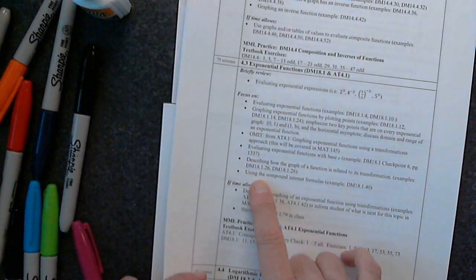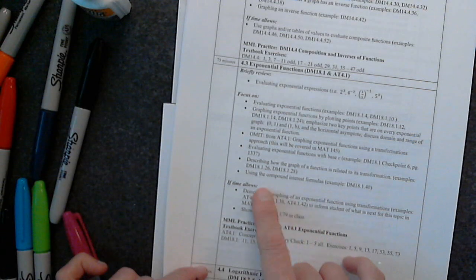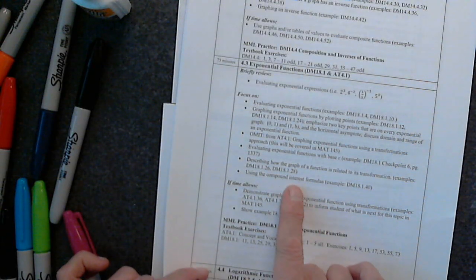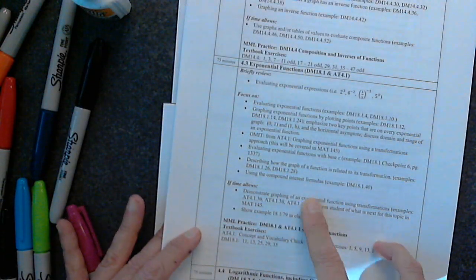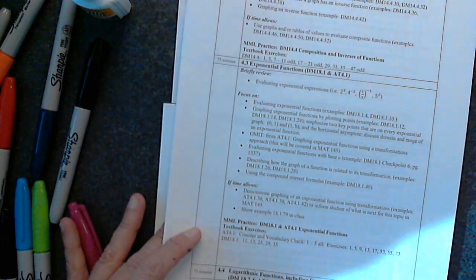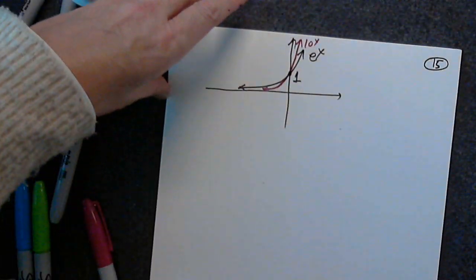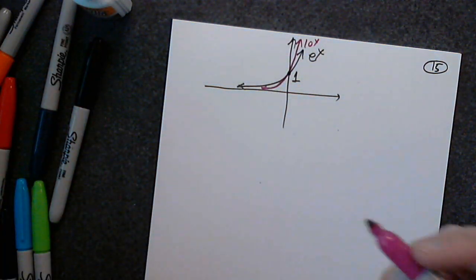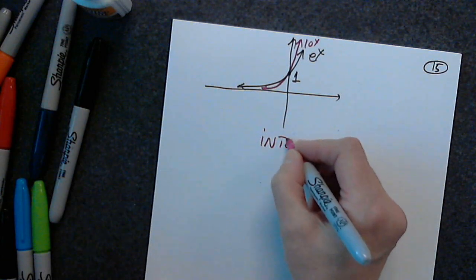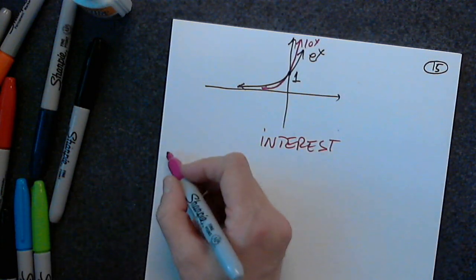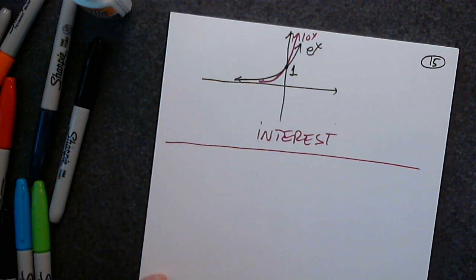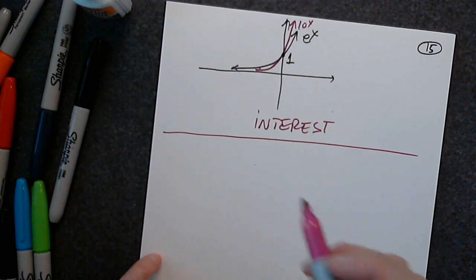I would like us to look at an application with exponentials, and this is the compound interest formulas. There are two compound interest formulas. They will be given to you. You don't have to memorize them, but I need to tell you what they mean. So, interest when we borrow money or when we deposit money.